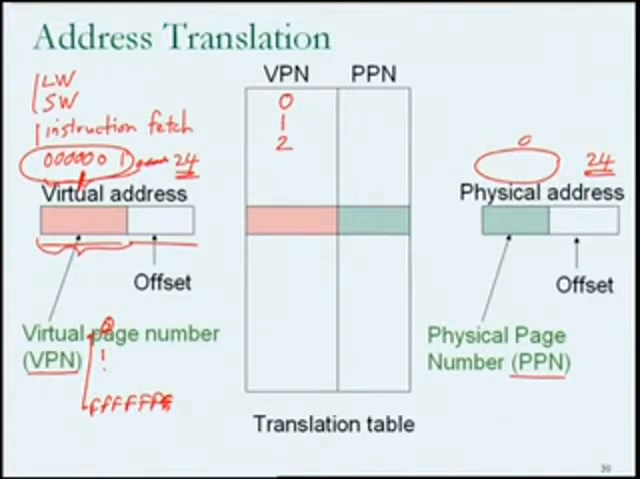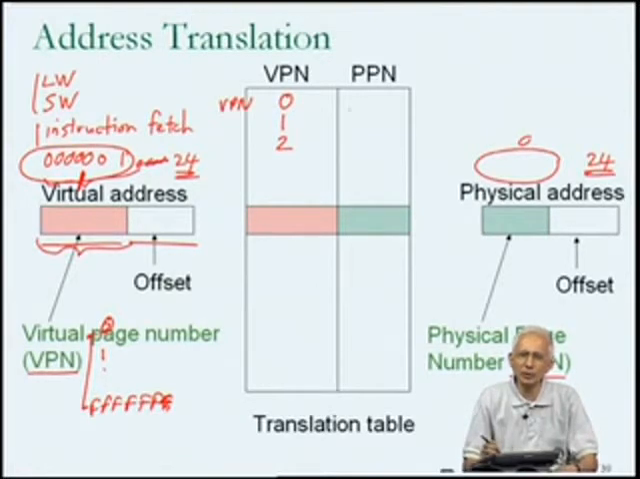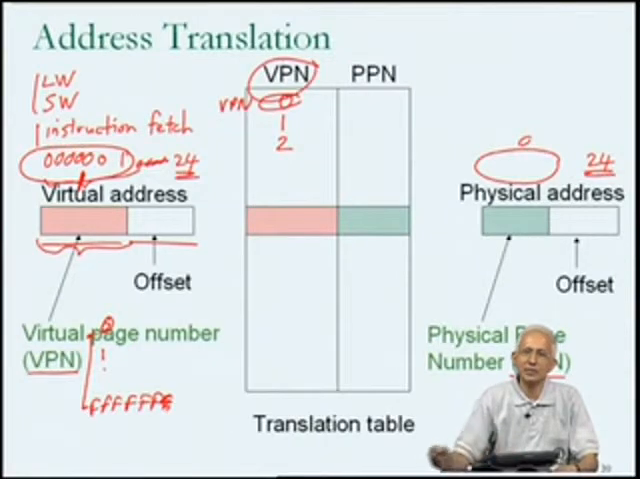In other words, if I structure the table so that the first piece of translation information is the translation information for virtual page number 0, and the second piece is the translation information for virtual page 1, and so on, then instead of having to search through the whole table, I can just index into the table using the virtual page number of interest to me. And if I structure the translation table in this way, then there would actually be no need to store the virtual page numbers at all. All that I would have to store would be the physical page numbers.